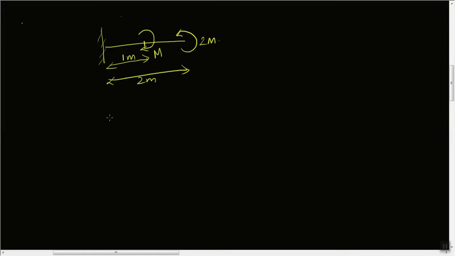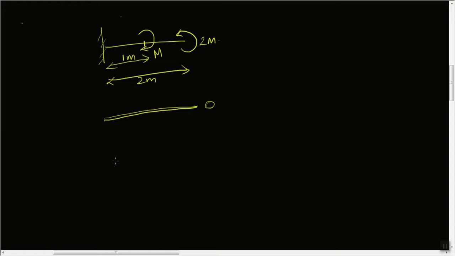To draw the shear force diagram, the shear force at any section is defined as the algebraic sum of all the forces on either side of the beam. If I consider the right side of the beam, there is no force at all, only moment is there. So the shear force at any section must be 0. There will be no shear force in this beam. It is entirely 0.